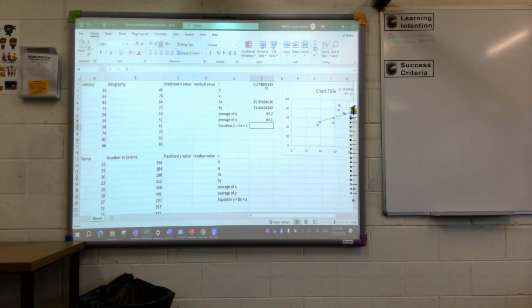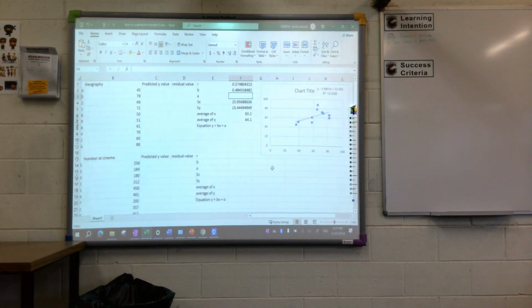By this point, you should only have B and A left. So let's start with B. To get your B value, we take the R value we found and we multiply it by the standard deviation of Y divided by the standard deviation of X. Whoops, I need the numbers though. So you need that formula there, and we're going to hit enter.